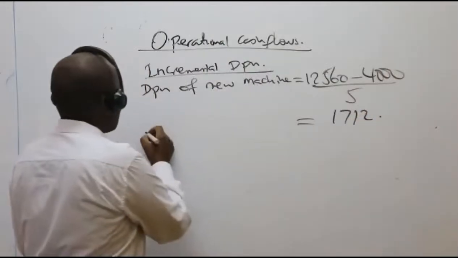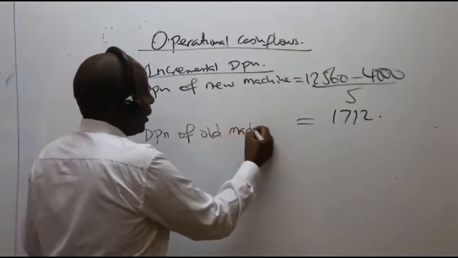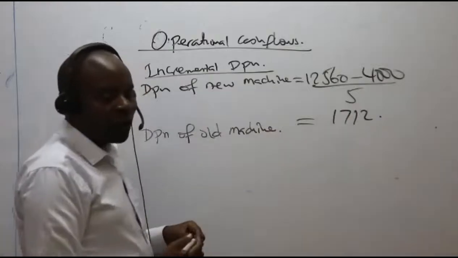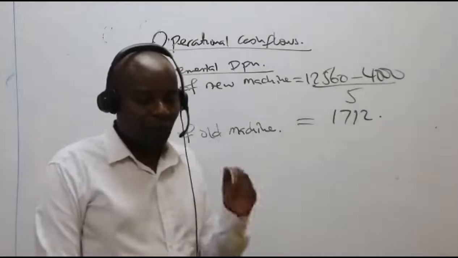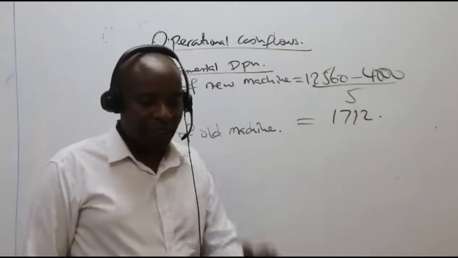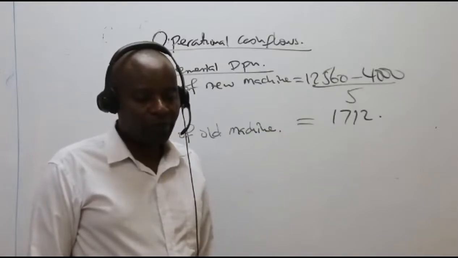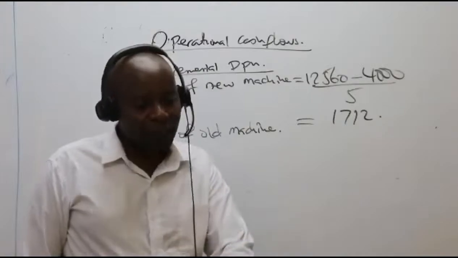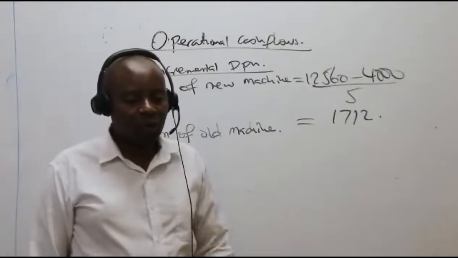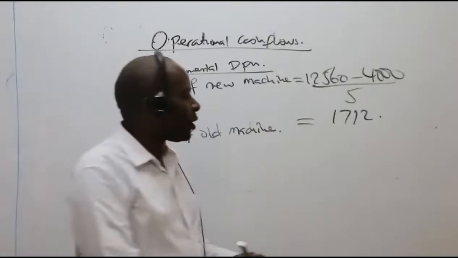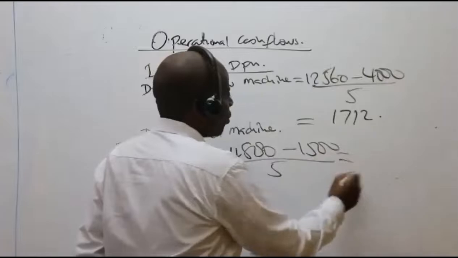From there, come and give us the depreciation of the old machine. So for the old machine, I should take what minus what divided by what? Eight minus 0 over 5, Winnie. Thank you very much for trying, but that is wrong. So Ruth says it should be 4,800 minus 1,500 divided by 5. This is what is correct.